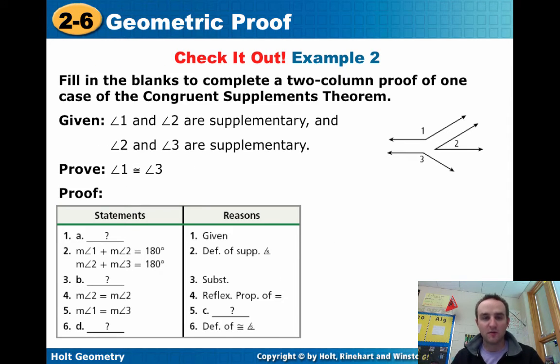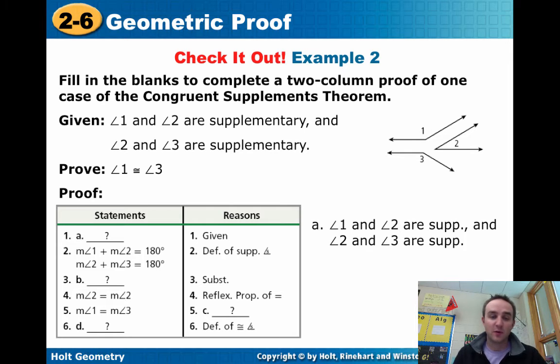Here's another example. Let's try to fill in the blanks here. First one should be easy because it's the given. The given is 1 and 2 are supplementary, 2 and 3 are supplementary. There we go. Now you'll notice that from there they use the definition of supplementary angles to say that 1 plus 2 is 180, 2 plus 3 is 180. That's what supplementary is.